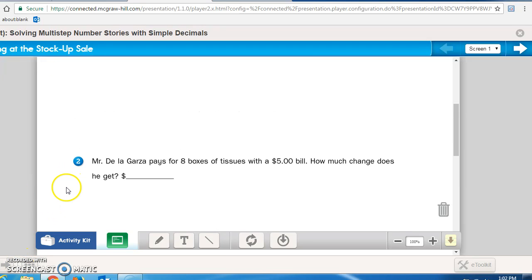Math problem 2 says, Mr. De La Garza pays for 8 boxes of tissues with a $5 bill. How much change does he get? So first you're going to have to figure out how much it will cost for 8 boxes of tissues and subtract that amount from a $5 bill to figure out the change that he gets. Pause the recording now and finish number 2. Remember, both of these are assessment checks, so you have to bring it up to me to check.